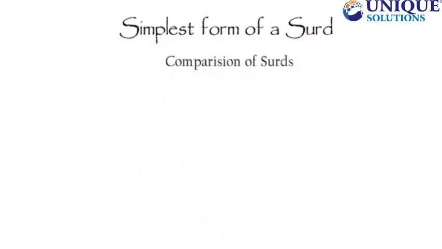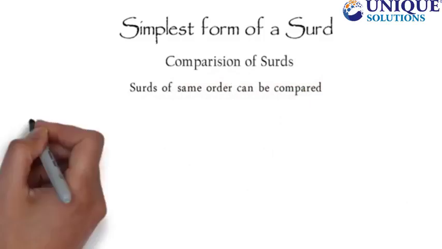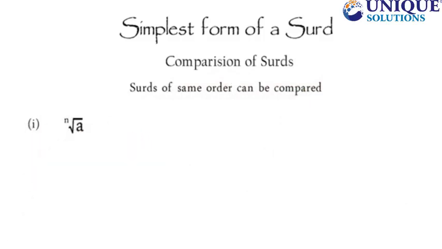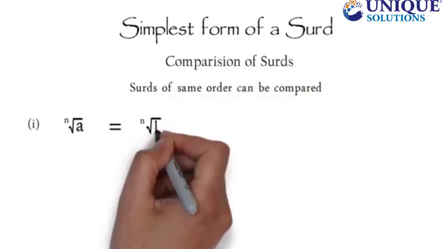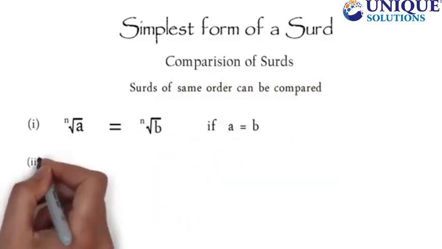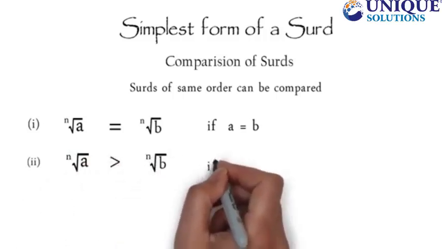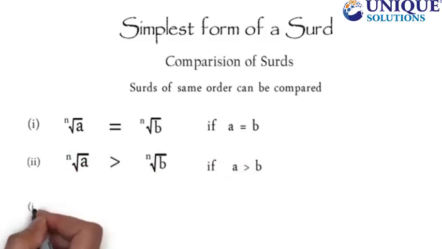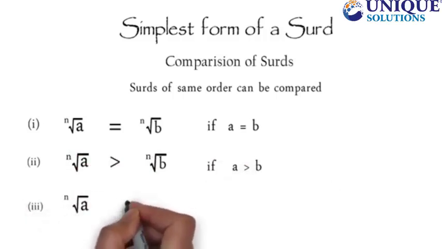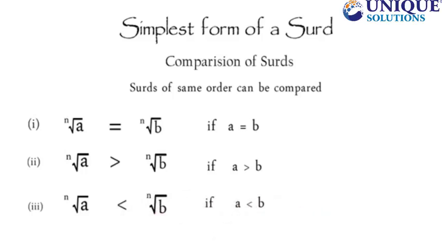Comparison of surds. Surds of the same order can be compared. First, the nth root of a is equal to the nth root of b if a is equal to b. Second, the nth root of a is greater than the nth root of b if a is greater than b, and the nth root of a is less than the nth root of b if a is less than b.